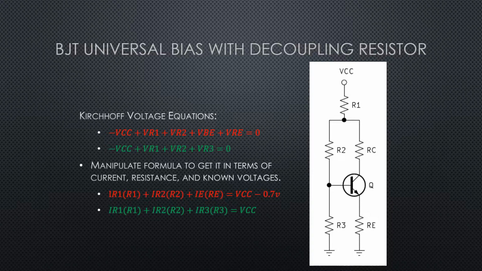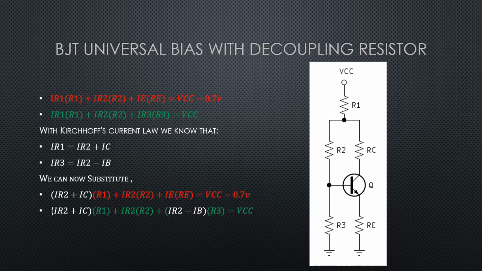And just like on all these biasing circuits, we're now going to get our Kirchhoff voltage loop equation in terms of current and resistance. And you can see this at the bottom of the screen here. We're starting to flesh out these formulas. So now we've got our two formulas, and we've got it in terms of IR1, IR2, IE, and IR3. We know we can get IE in terms of IB, but we need to take a look at IR1, IR2, and IR3.